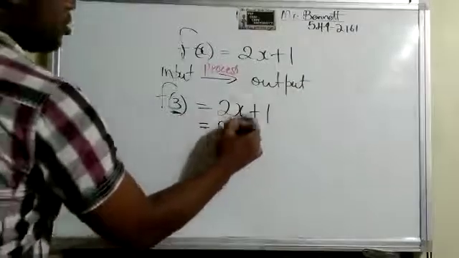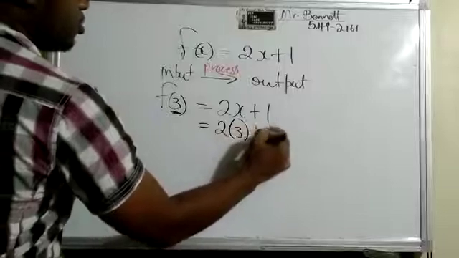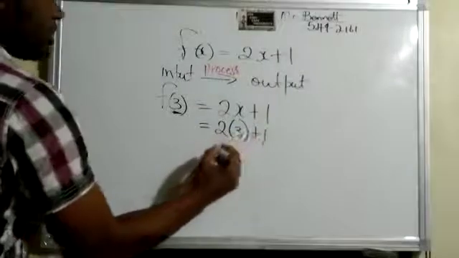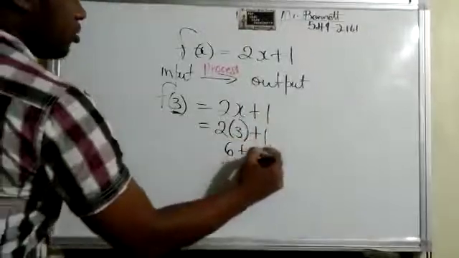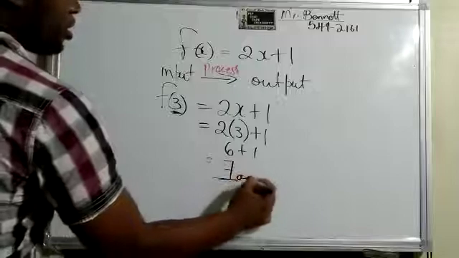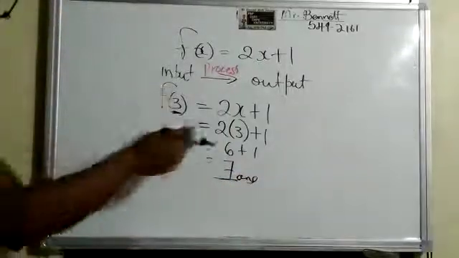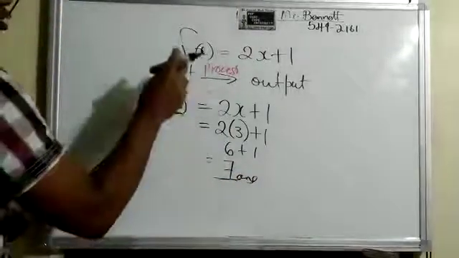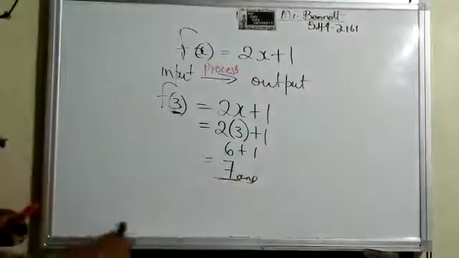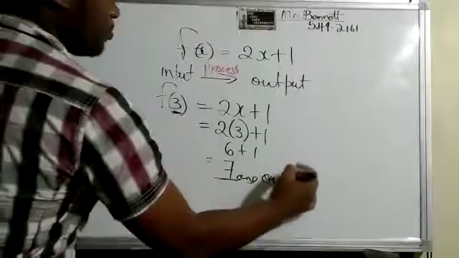So it will be 2 times 3 plus 1. Bracket means to multiply, so we expand the bracket. 2 times 3, 6, plus 1 equal to 7. So what this is saying is that in this particular function, if we put 3 in this function, we will get 7. And that will be your output.